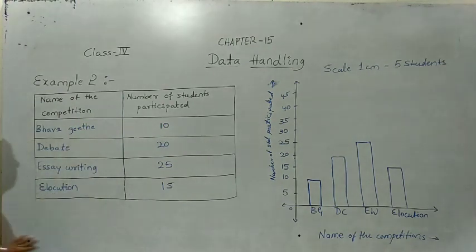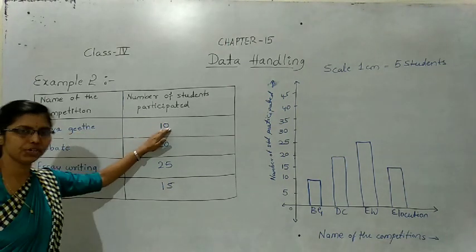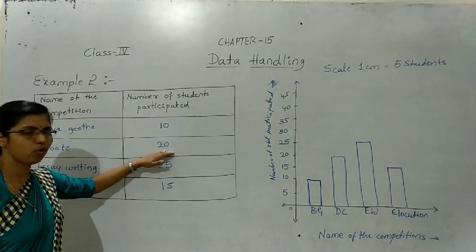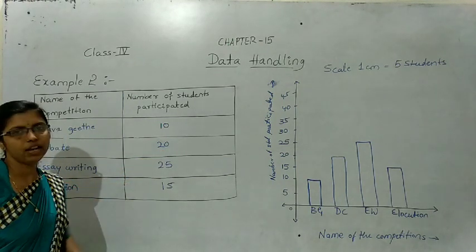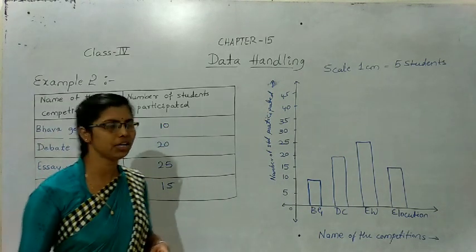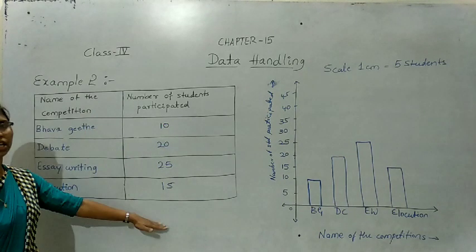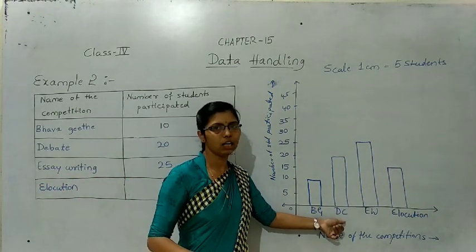Okay, this is the question. Here four competitions are there. One is Bhavagiti, another one is debate, essay writing, and elocution. The number of students in the first competition is 10, second competition 20, third one is 25, and in the last one 15 members participated. So by using this table, now I am going to draw the bar graph.